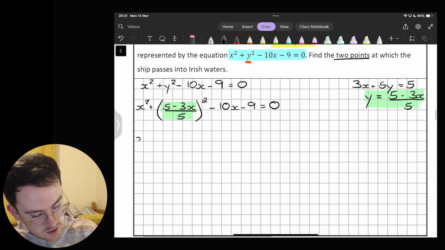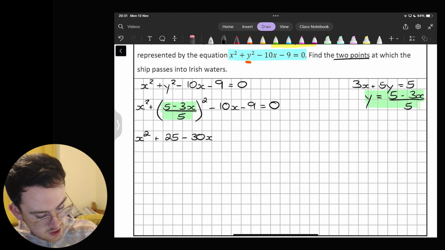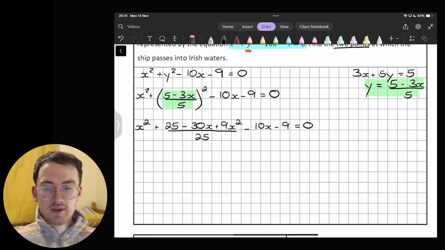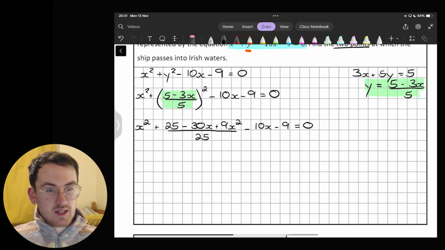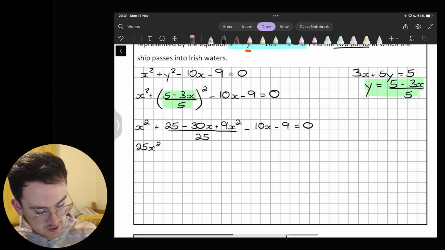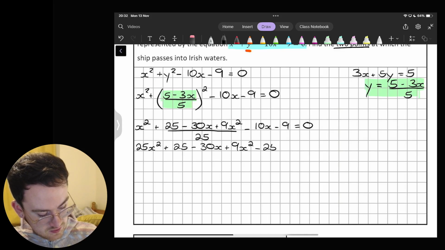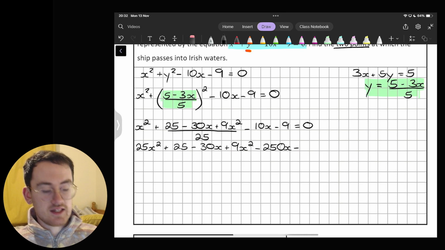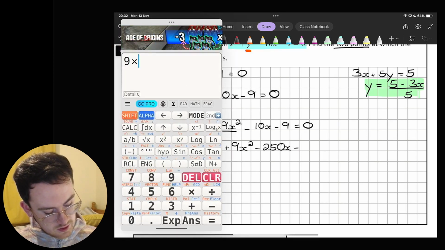Okay, so let's continue. Let's multiply out: x squared plus 25 minus 30x plus 9x squared, all over 25, minus 10x minus 9 equals 0. Okay, so multiplying out our initial bracket there, I suppose, as best we can. What we'll do now is multiply across by 25, just to try and simplify everything down. So 25x squared plus 25 minus 30x plus 9x squared minus 250x minus, let me see, 9 times 25 gives me what? 225.